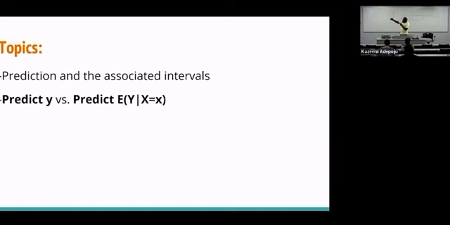Not only that, when I walk you through this, we're also going to talk about intervals associated with prediction. Because when you make a prediction, whether individual or average, we have what we call a point prediction, and we have an interval. With the point prediction, you're probably going to get a single value. A single value could be wrong or right. And how do we tell?